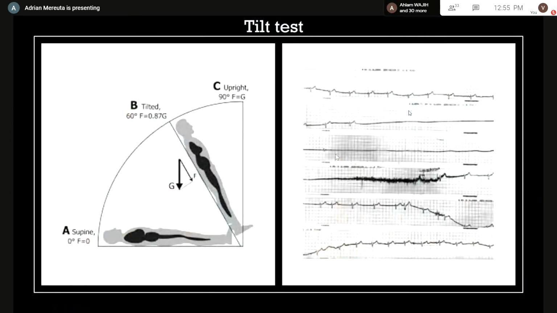This is the tilt test. You see, the patient is lying on a table which can be tilted up. Usually it's a 60-degree angle for tilting, and we wait for an hour. In time, because of gravitation and accumulation of blood in the legs, there are some reflexes in which hyper-responsive patients give a severe vasovagal response.